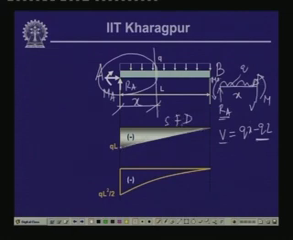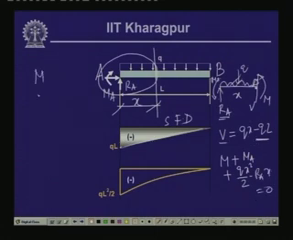Now, if we take the moment of all the forces with respect to this section, we have moment M which is in an anticlockwise direction, M A also in the anticlockwise direction, the load Q is also in the anticlockwise direction, which is Q x square by 2, and R A in a clockwise direction, which is R A times x, and this equals to 0. So, this gives us a value of bending moment which is equal to R A into x minus Q x square by 2 minus M A, where M A is equal to Q L square by 2.